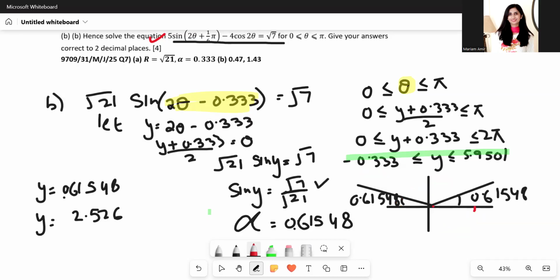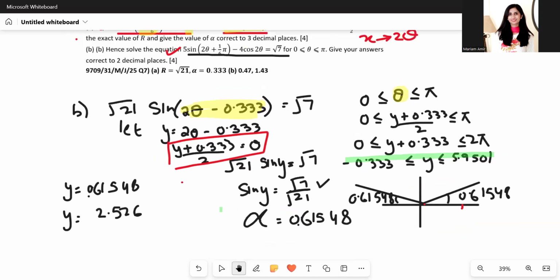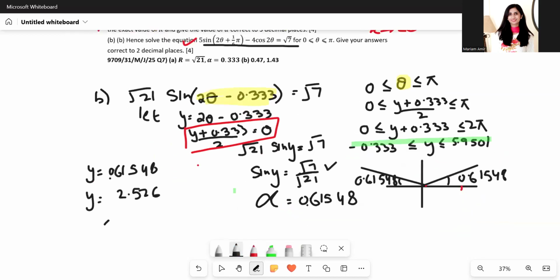Now from this, we're going to find the values of theta by using this equation. So add 0.333 to the y's and divide it by 2, and that will give us both the values for theta. So let's see, what do we get? 2.526 plus 0.333 divided by 2 gives me 1.429. And we need to give our answer in 2 decimal places. So 1.43 is one of the values of theta.